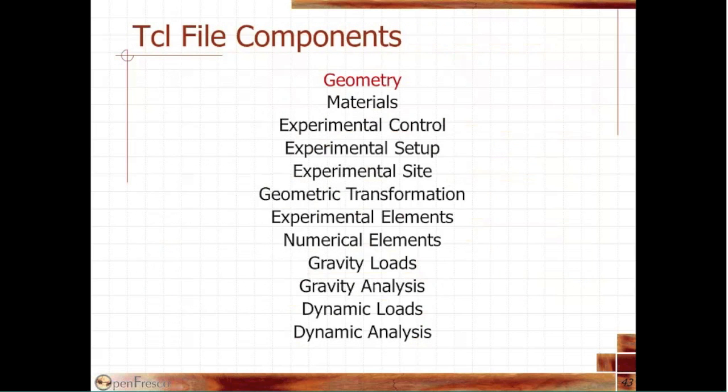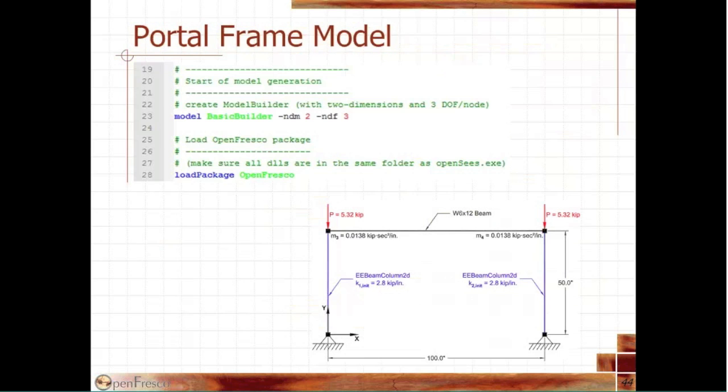So let's start off with the geometry. How do we define the geometry? This portal frame model is a 2D model, so we will set up a model builder. These are now OpenSees commands, so there's no OpenFresco yet. This is an OpenSees command to set up the basic model builder, which has 2 dimensions, so ndm is 2, and each node has 3 degrees of freedom, 2 translations and 1 rotation, so ndf is 3.